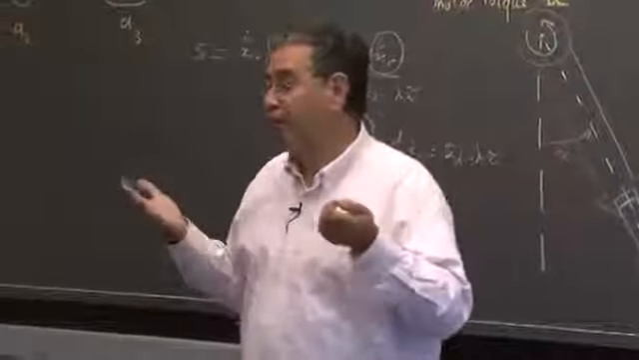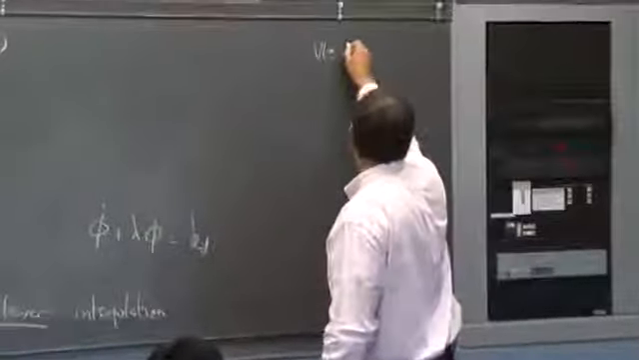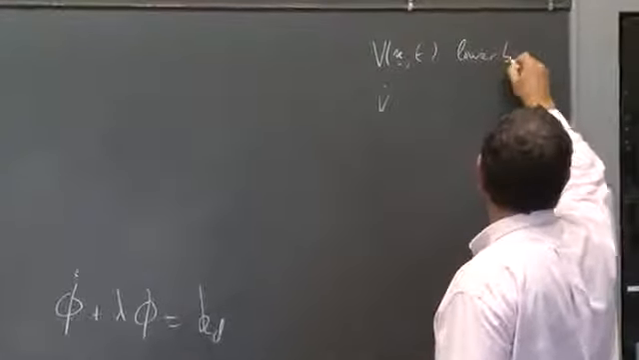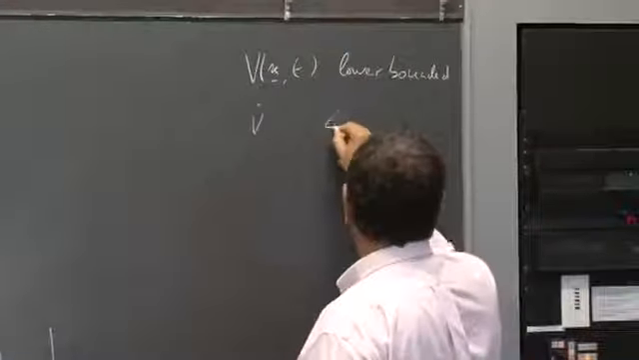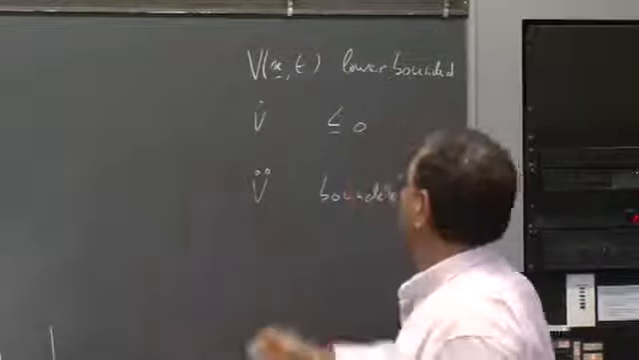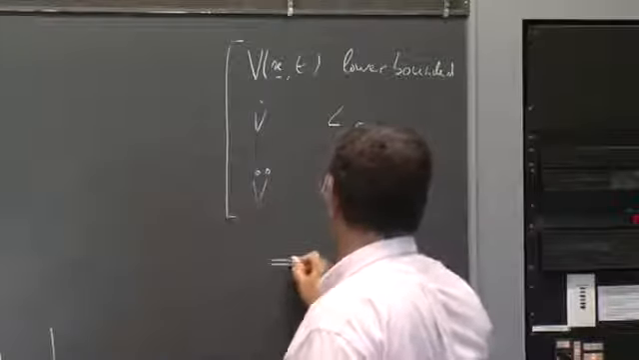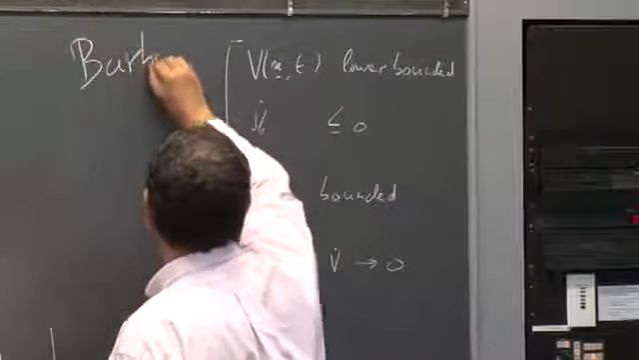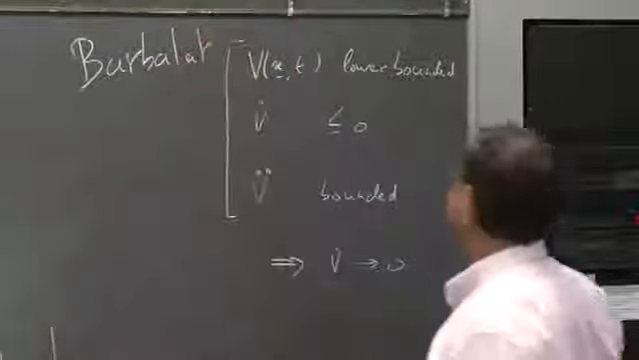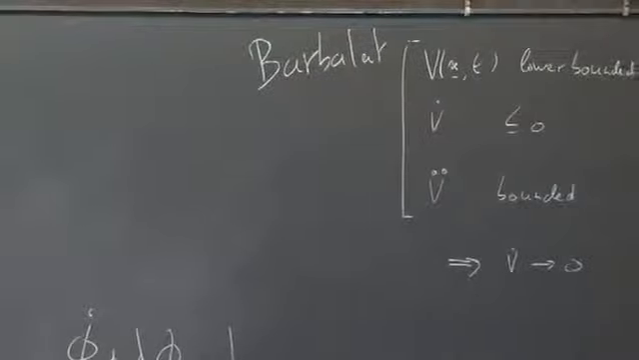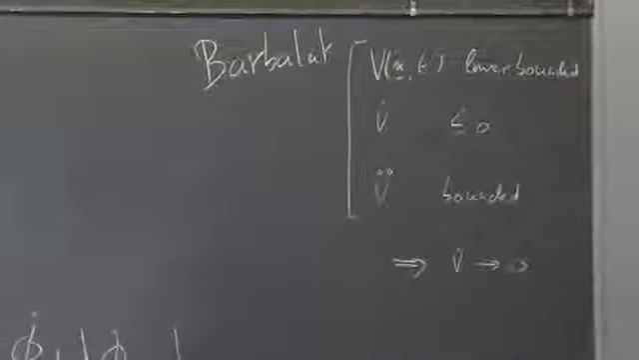So we'll need to come up, remember, with a function V of x, t such that V is lower bounded, V dot is negative, and V double dot is bounded. Which then will imply that V dot tends to 0. Okay, so that's what we'll do. But let's just start for the moment with s squared, because that we've done before.